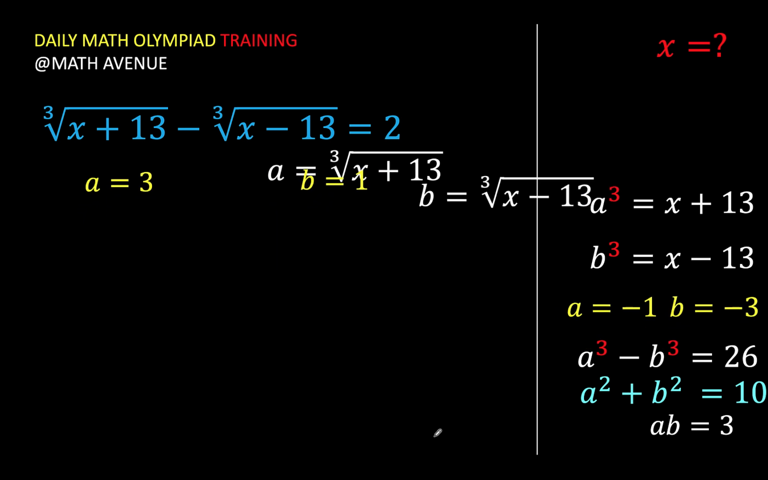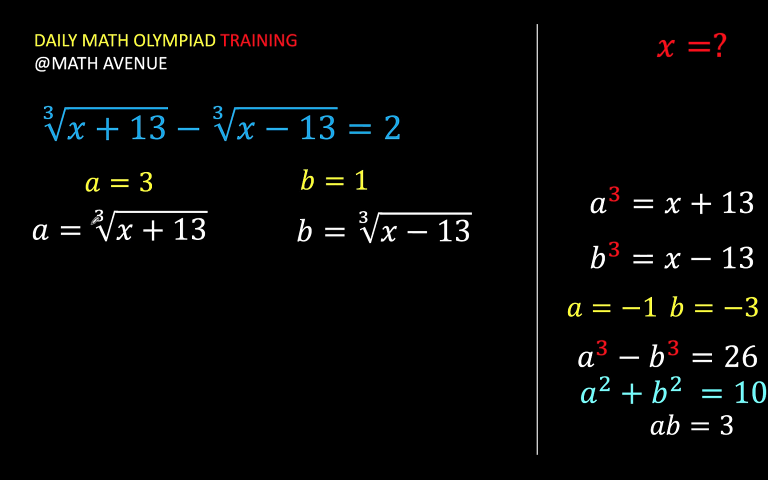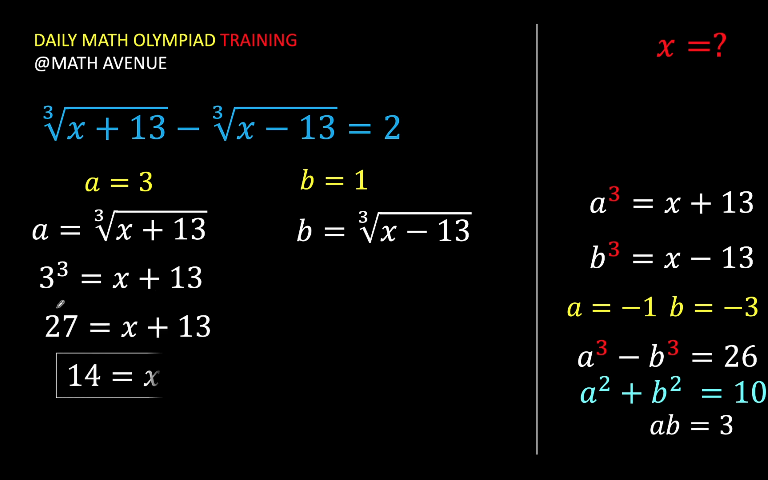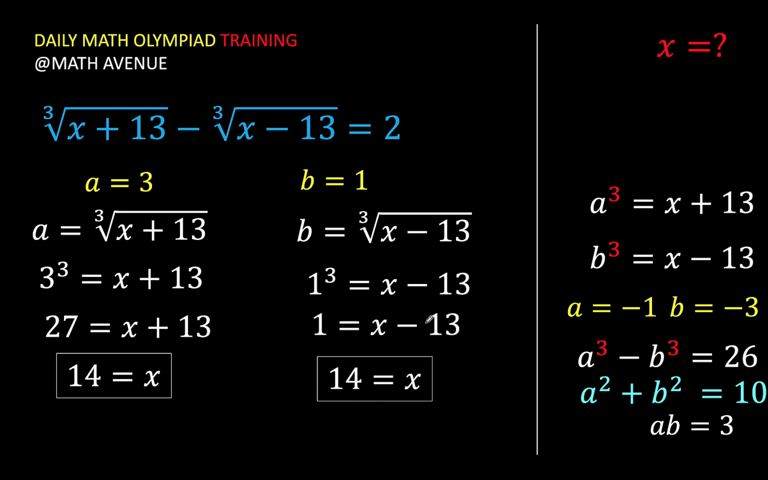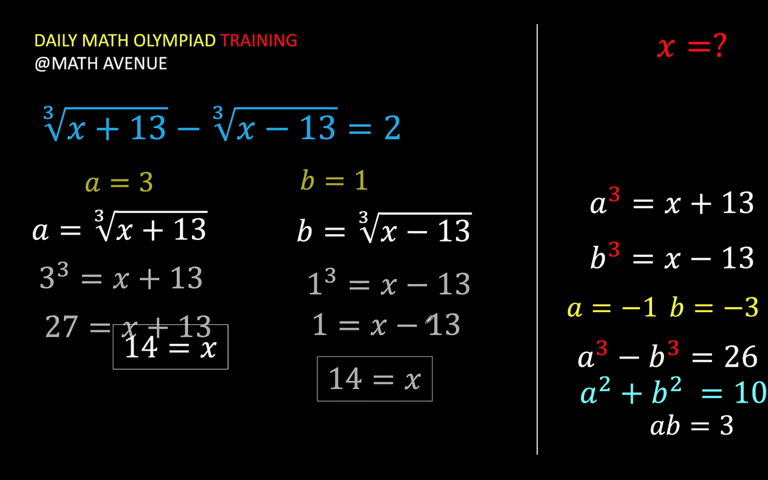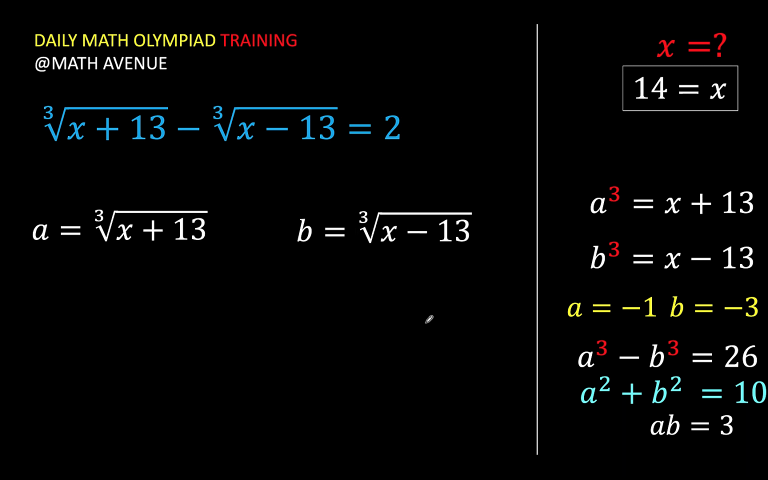If a equals 3 and a is equal to the cube root of x plus 13, we substitute 3 and raise both sides to the third power. This is the simplified form. Then 3 cubed is 27, and solving for x, we have x equals 14. When b is equal to 1, we raise both sides of the equation to the third power to arrive at the simplified form. Solving now for x, x is equal to 14. So we now have the values for x, both of them 14. In this case, let's just take one value for x.